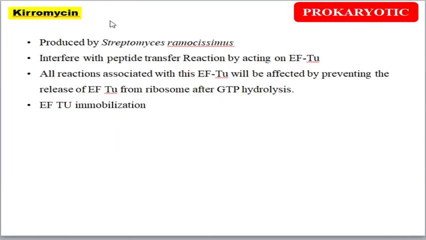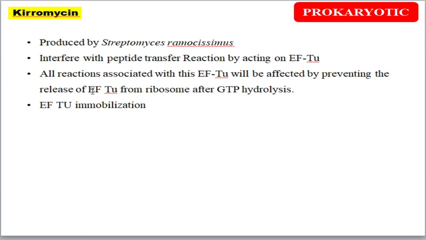Next is Puromycin, and it inhibits the process of prokaryotic translation, and this Puromycin is produced by Streptomyces alboniger. It will interfere with the peptidyl transferase reaction by acting on EF-Tu. Already I discussed EF-Tu on the first slide itself, friends. So if the Puromycin is present, then all the reactions that are associated with EF2 will be affected, and also this Puromycin will not allow EF2 to release from the ribosome.